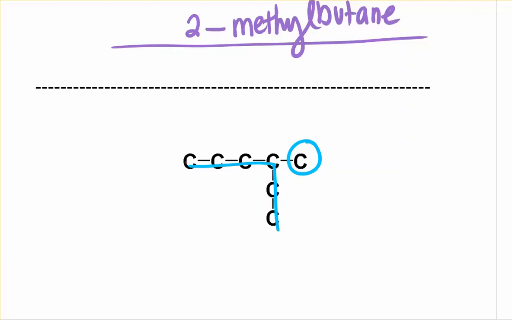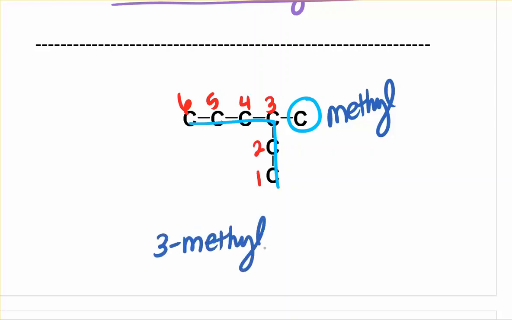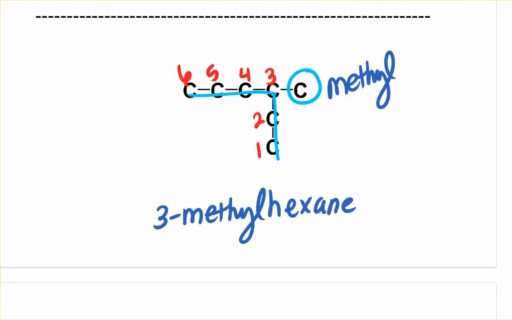I'm going to number from the end that is closer to a branch, so this carbon. This branch is called a methyl. Now I'm ready to put together my name. Starting with the location of the branch, I have a 3-methyl, and the last name is hexane. 3-methylhexane.